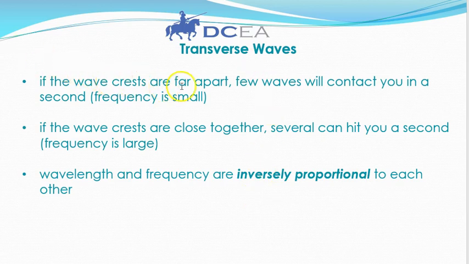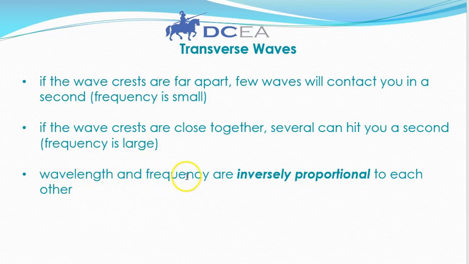If the wave crests are far apart, few waves will contact you in a second, so the frequency is small. So if you're standing out in the ocean and the wave crests are far apart, you can stand there for quite a while between the time one wave hits you and then another wave comes. So if the crests are far apart, frequency is small. If the crests are close together, several can hit you in a second, and the frequency is large. So the opportunity is large that you will be hit more often with waves, and that's when you start to get a little panicky and want to get out of the water.